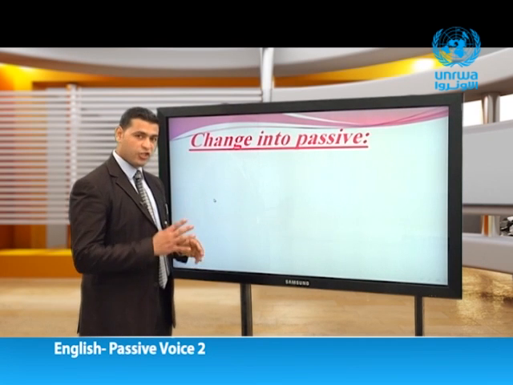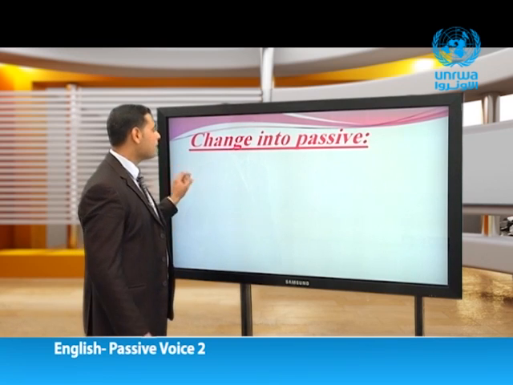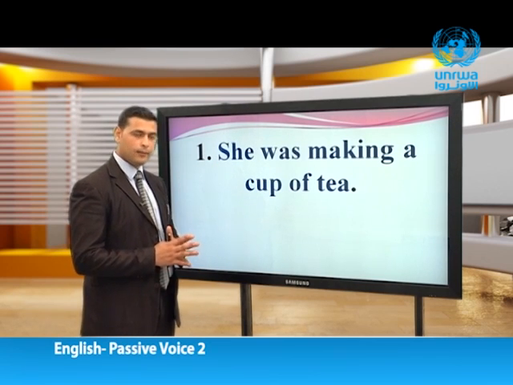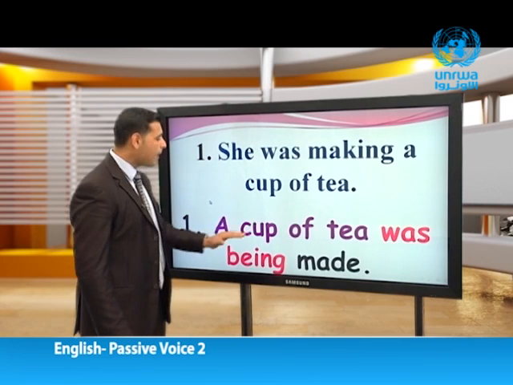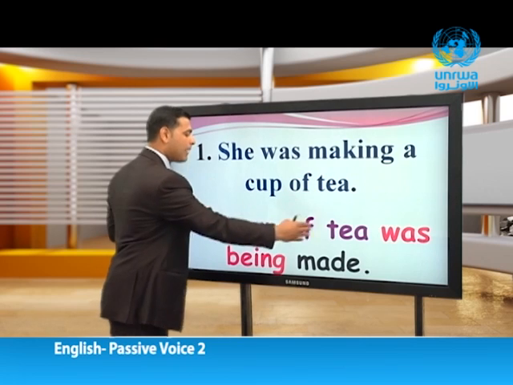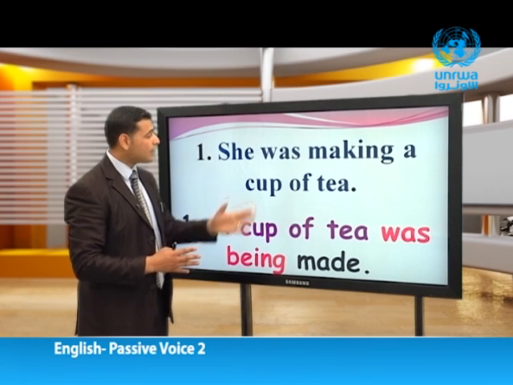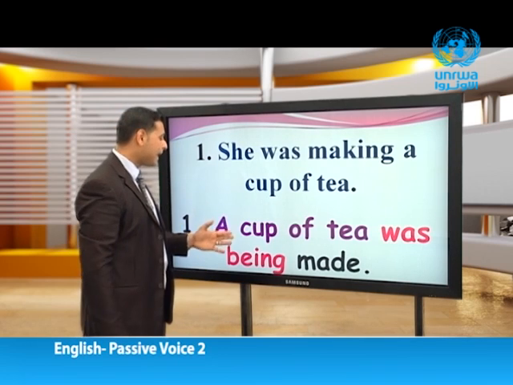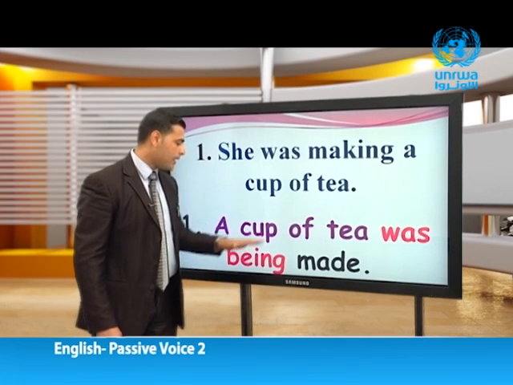Let's move to practice changing sentences from active to passive in the past continuous. Number 1, she was making a cup of tea. Let's change the sentence from active to passive. A cup of tea, here is the object. Is it singular or plural? It's singular. What about the verb was making? It's in the past continuous. So, a cup of tea was being made.